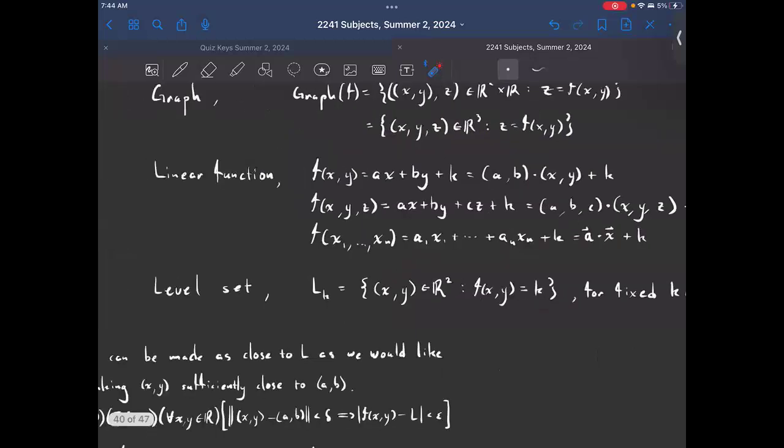Okay, and this is an n-dimensional hyperplane, whereas this was a 3-dimensional hyperplane, and this a 2-dimensional one. This is an n-dimensional one.